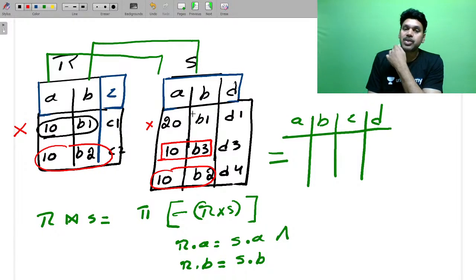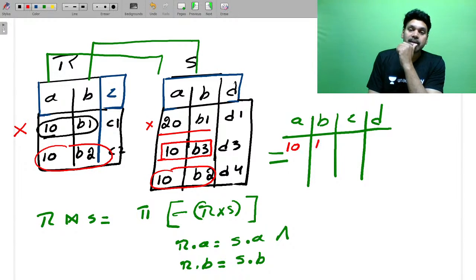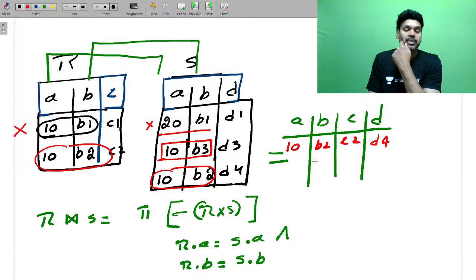Now if I call 10B2, so nobody, yes, so 10B2 this is not matched, 10B3 not matched, but 10B2 is one tuple that is matched, so that we are writing. So 10B2 C2, 10B2 already there, and D4 because that is common. So your data finally is 10B2 C2 and D4.